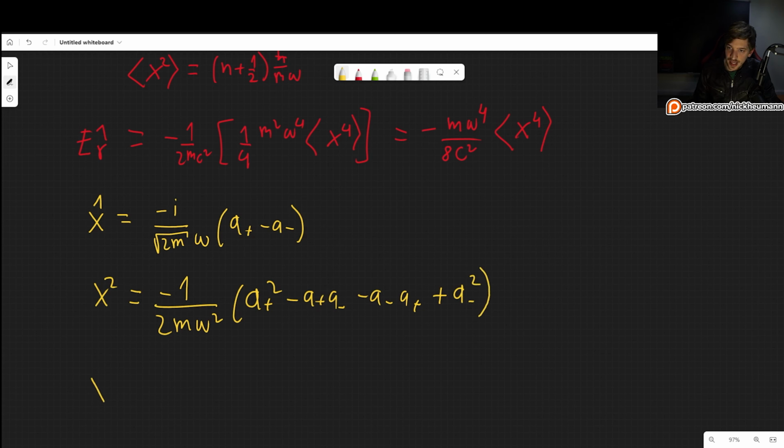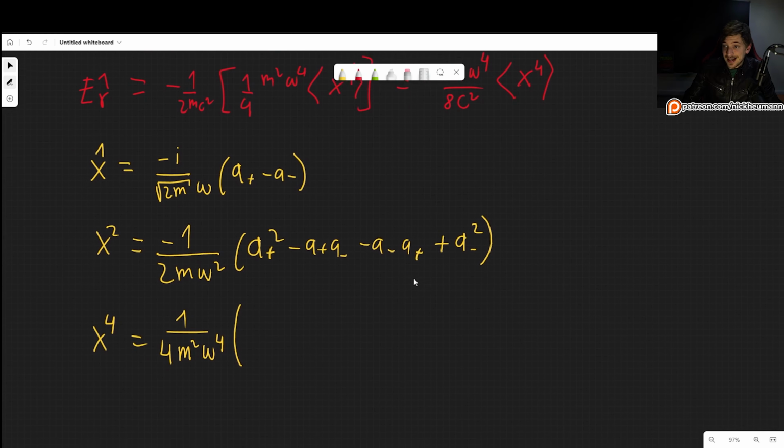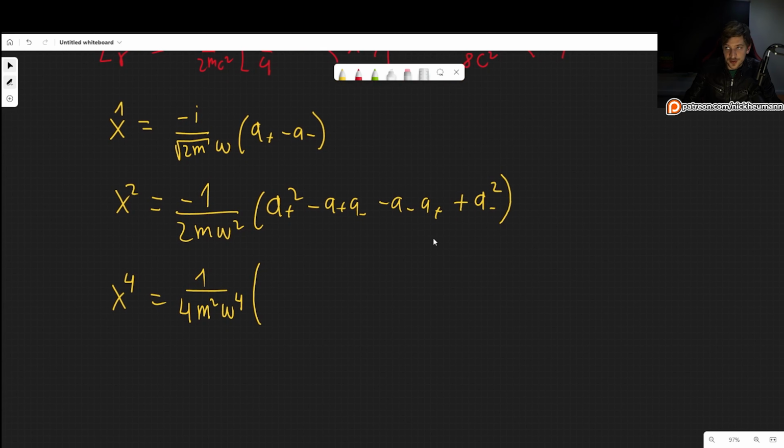Okay, so x to the 4th power is this thing squared. So the first part squared gives us 1 over 4m squared omega to the 4th power. And then we get this thing squared. That is going to be a lot of terms. So in order for us to save some time, let's look at it in the following way.